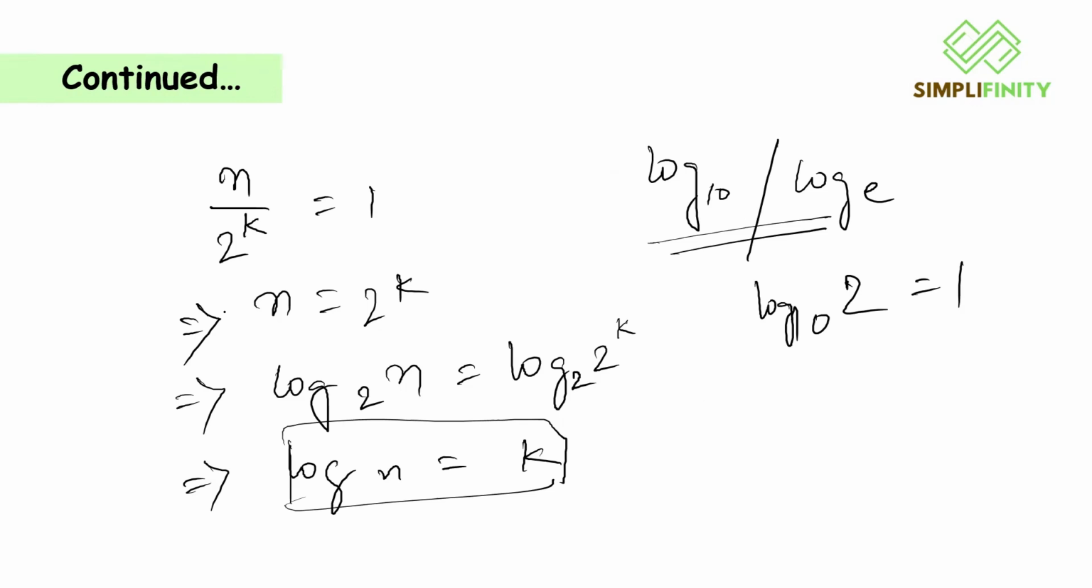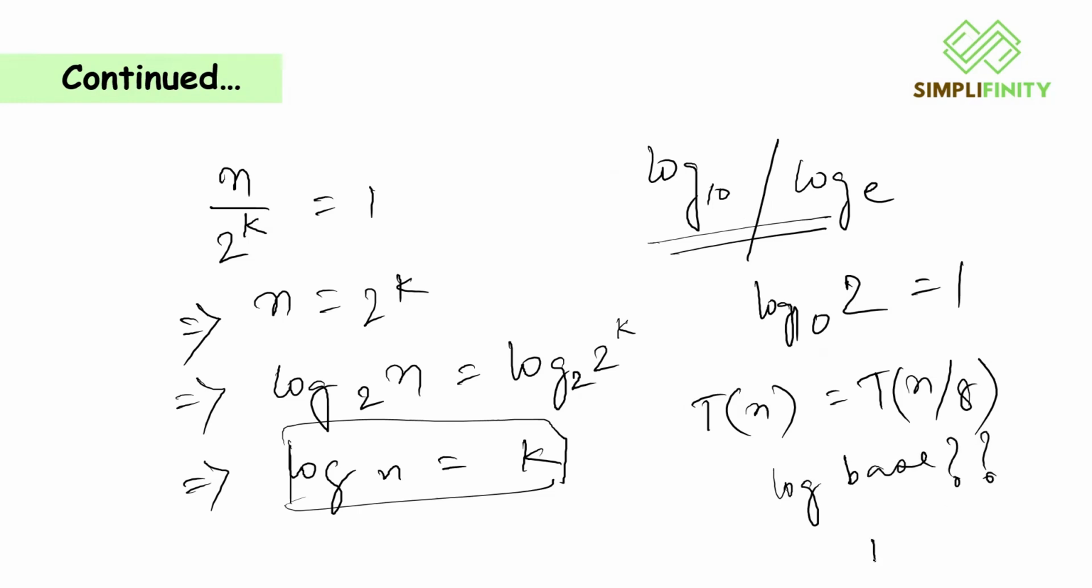This is a tip you can say. If the recurrence relation was something like this, what would you have taken? Log base? That's your homework for today. Find out and comment what you are going to take the base as.